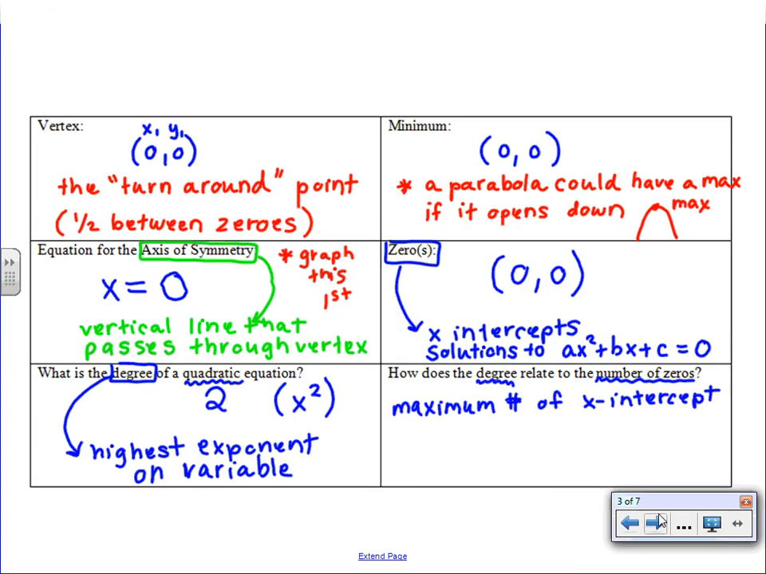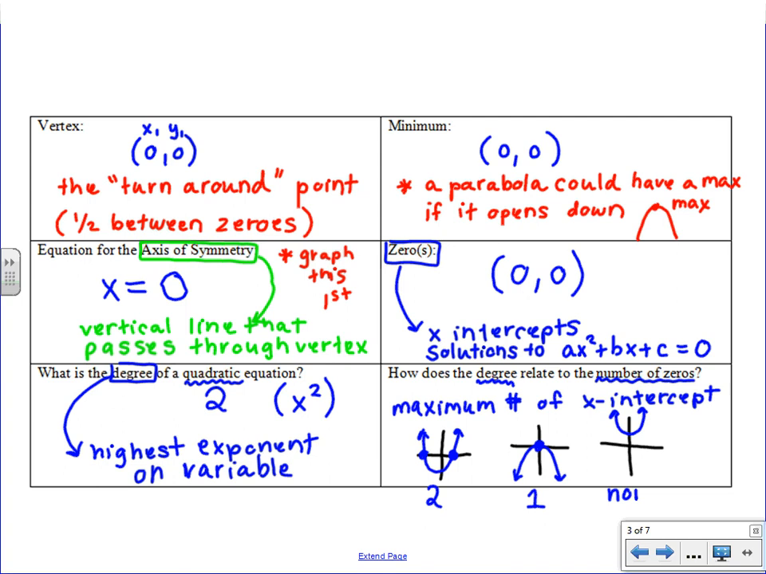So if we just draw some pictures here, let's draw 3 sets of axes. And let's draw our 3 different cases. We could have a parabola that has 2 x-intercepts. So here's one and here's one. We could have a parabola that has 1 x-intercept. I'm going to draw this one upside down just because I can. So if this one just has 1 x-intercept, that would be the vertex. And then I could have a parabola that has no x-intercepts. So it could just be shifted up so that it never intersects. So this would have 2, this would have 1, and this one would have none, or 0.